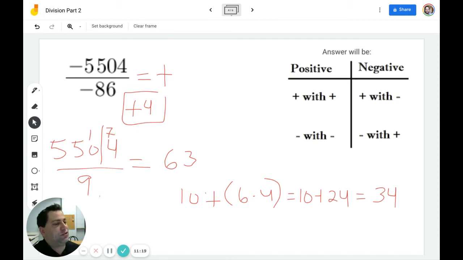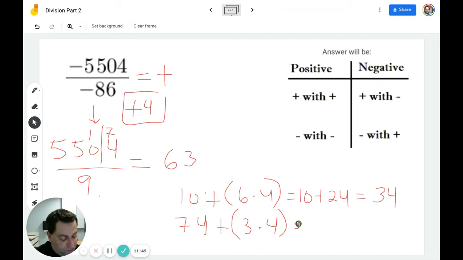I'm going to add the 7 to my last number. Keep in mind that we've crossed the remainder line, so I have to switch back to 86. And I have 74 plus my previous answer of 3 times my multiplier of 4 equals 74 plus 12. This is going to be 86.